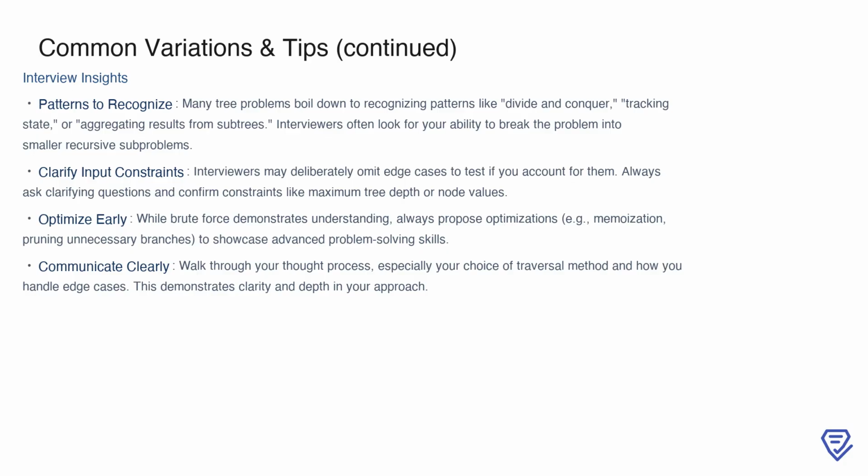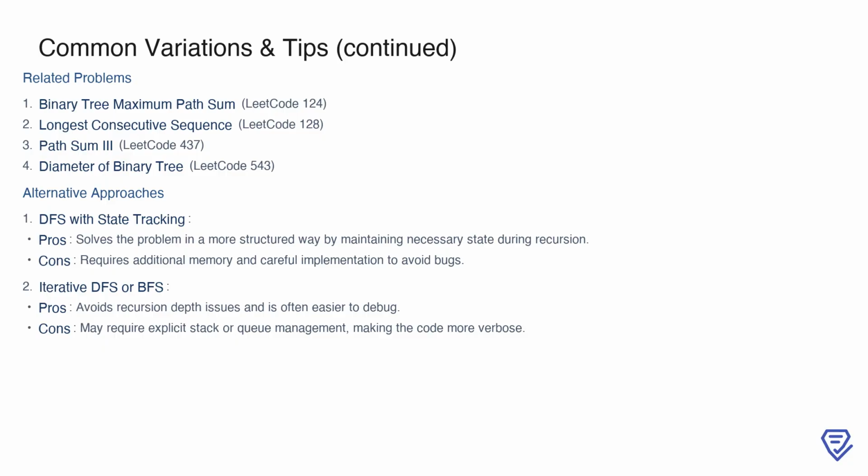Many related problems can help reinforce the concepts needed for solving binary tree challenges. For example, problems like binary tree maximum path sum or diameter of binary tree share overlapping techniques, such as recursive aggregation of results. Similarly, the longest consecutive sequence problem on arrays and Path Sum 3 also provide valuable practice with state tracking in different contexts.